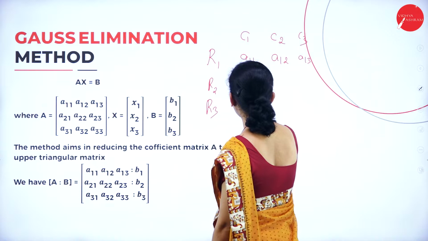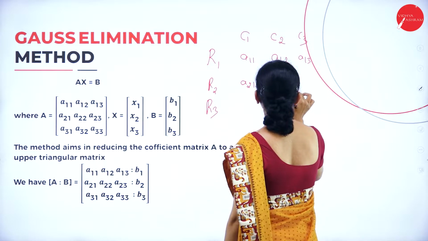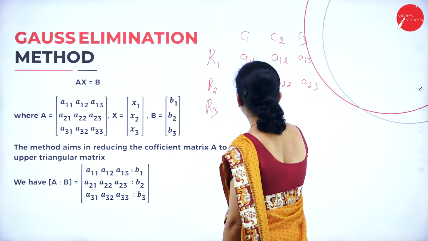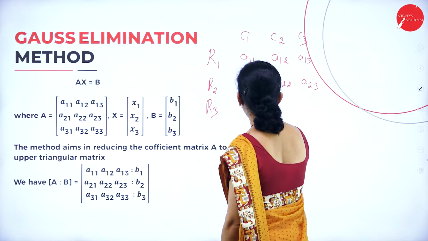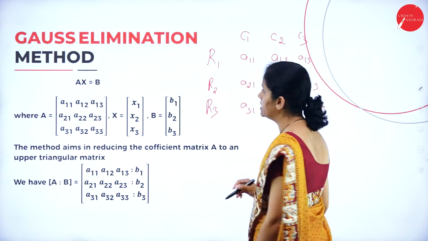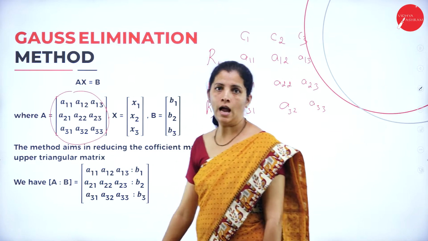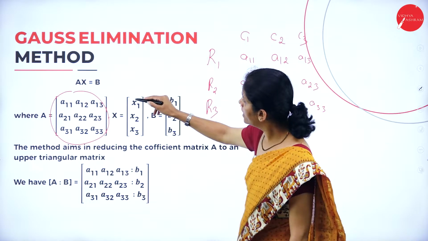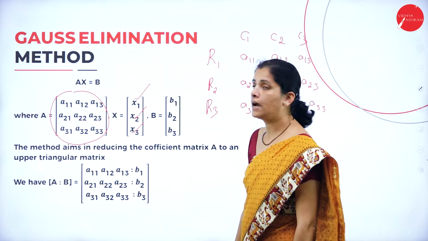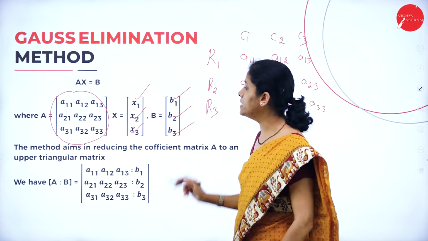Now A21, A22, A23. Now A31, A32 and A33. See here, the same matrix representation, and I have three unknowns x1, x2 and x3, and I have the values b1, b2 and b3.